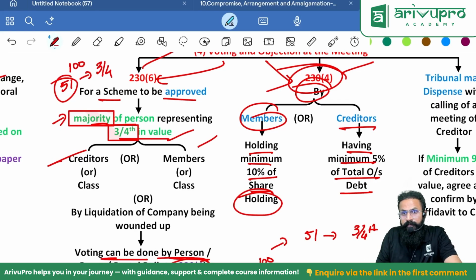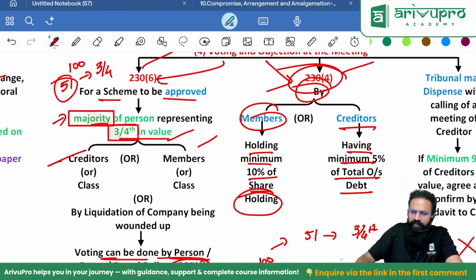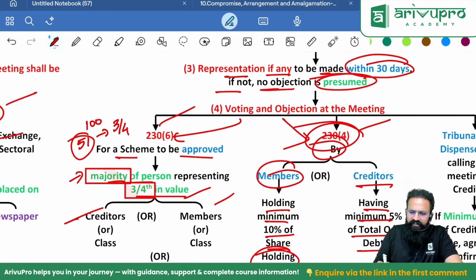Voting. What is the condition? See, 100 people. You got 49 people approved, and that's all, the scheme comes to an end. Sir, we got 51 people's approval. But the value is what matters: the 51 are holding 60%. Then too the approval comes to an end, and the compromise, that is the scheme, will come to an end. That's why we say it is a twin condition: a majority of persons representing 3/4 in value. Both are to be met.